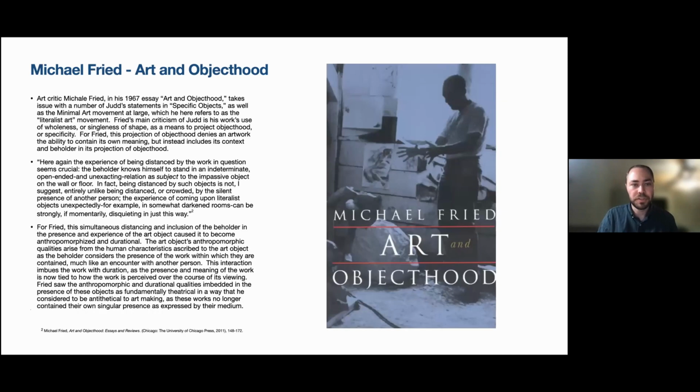So where I start to draw this idea of theatricality is where Fried establishes a critique of this idea that Judd puts forth of specific objects. Fried writes about this in his 1967 essay, Art and Objecthood, and he takes issue with a number of these prior statements. His main criticism of Judd is in his work's use of wholeness or singleness of shape as a means to project objecthood or specificity. For Fried, this projection of objecthood denies an artwork the ability to contain its own meaning, but instead includes the context and the beholder in the projection of its objecthood.